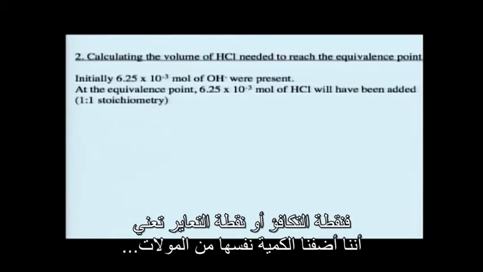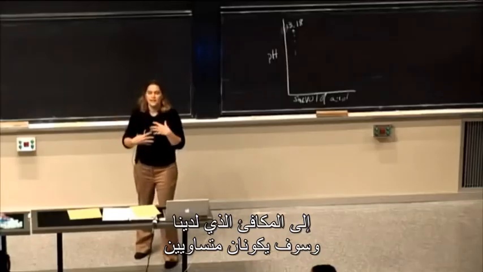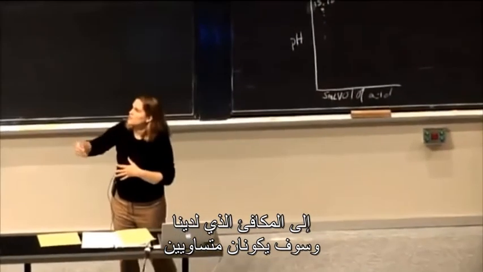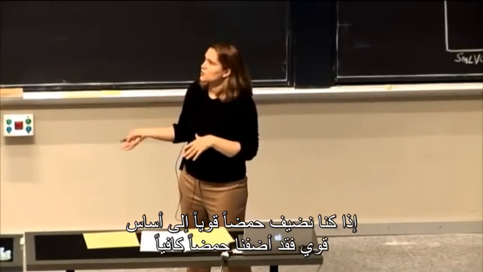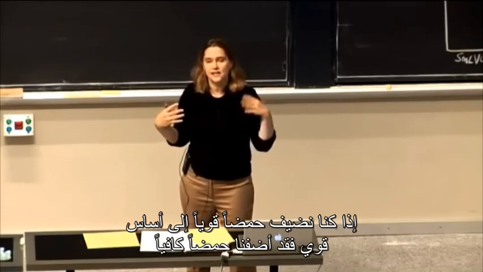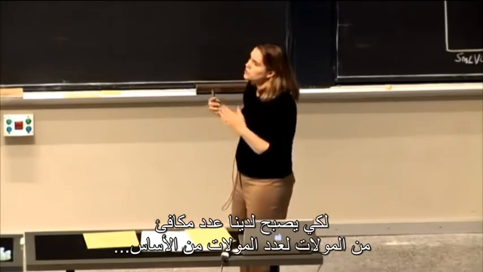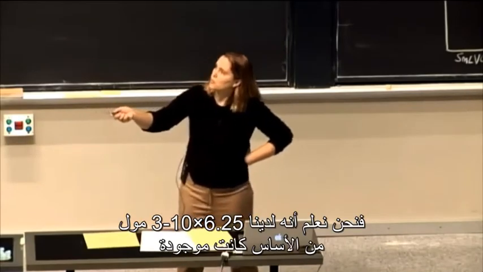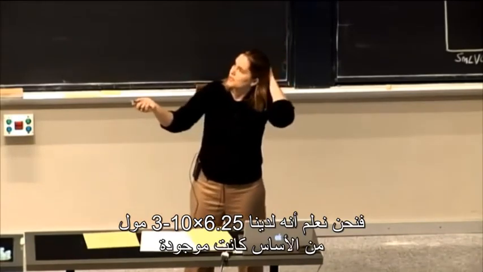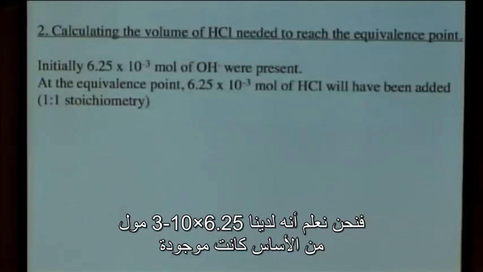So the equivalence point, or the stoichiometric point, means that you add the same amount of moles of your titrant as you had, and so they're going to be equal to each other. So if you're adding acid to a strong base, you've added enough acid that you now have an equal number of moles to the number of moles of base that you had to begin with. So we know we have 6.25 times 10 to the minus 3 moles of the base present.